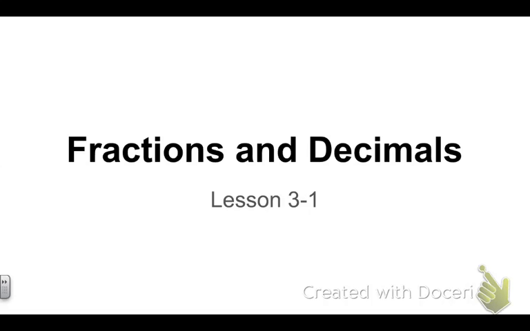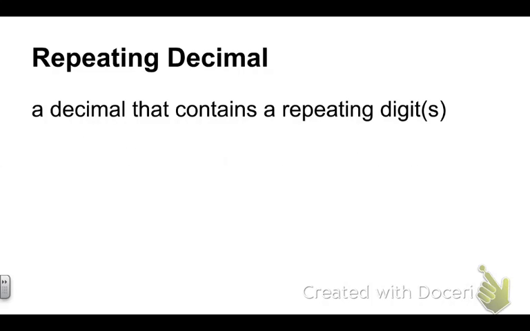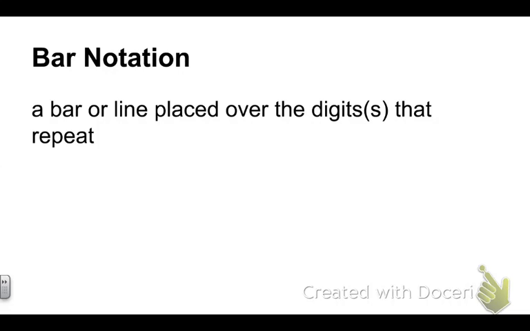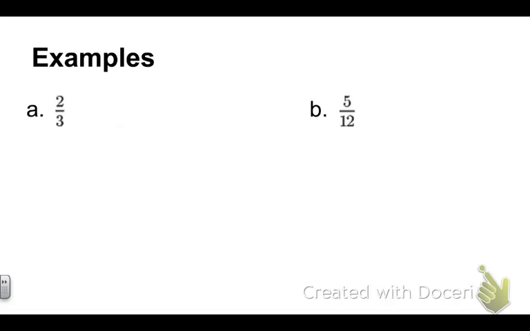Alright, here we go. A couple of vocabulary words to start us off. First of all, repeating decimal. It's a decimal that contains a repeating digit or digits. Bar notation is the bar or the line placed over the digits that repeat, only over the digits that repeat. So a couple of examples, and you can fill these in your workspace there.